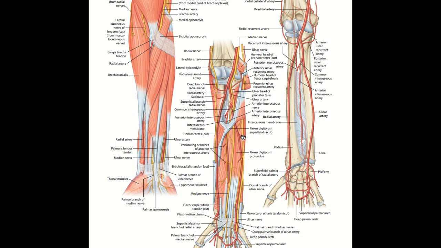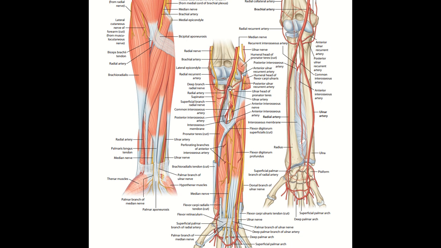And then it runs medially undercover of, or sandwiched between, the flexor carpi ulnaris and the flexor digitorum profundus. So that's why we say the medial portion of the flexor digitorum profundus is actually innervated by the ulnar nerve. The ulnar nerve is actually going to be superficial to the flexor retinaculum right here, and it's going to be medial to the ulnar artery, but lateral to the pisiform bone, right?